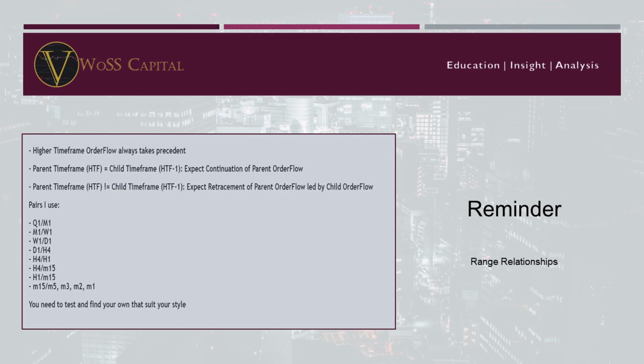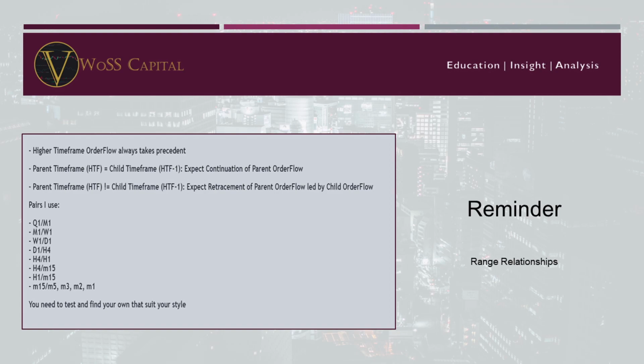So this one just highlights how I use the pairing of time frames in order to make that work. So the range relationships. Essentially, if the parent time frame is equal to the child time frame, so high time frame is equal to high time frame minus 1 in terms of the order flow, then I would expect continuation of that parent order flow. So we'll be looking at the parent range extreme. So if it was a bullish order flow on the higher time frame and the child time frame was in confluence with that, you would be looking for continuation to the range high of the parent.